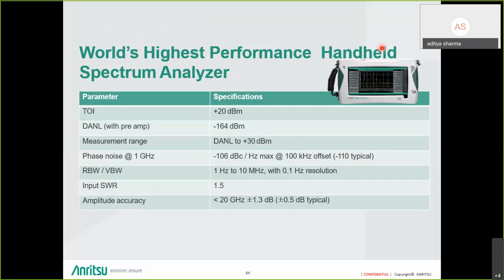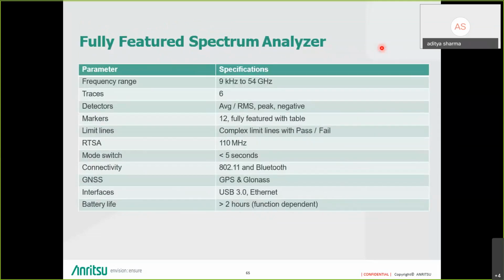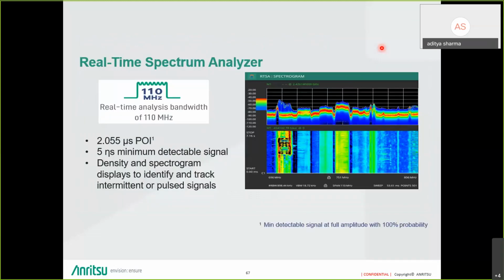TOI is plus 20. DNL, again, is minus 164. Phase noise is minus 106 dBc. RBW is 1 hertz to 10 megahertz. It has detectors of average, RMS, peak, negative. It's battery operated. It can be connected through Ethernet or USB 3.0. It also has an RTSA for 110 megahertz, which, if a customer has a very minimal signal of nanoseconds, he will be able to capture using this particular instrument.